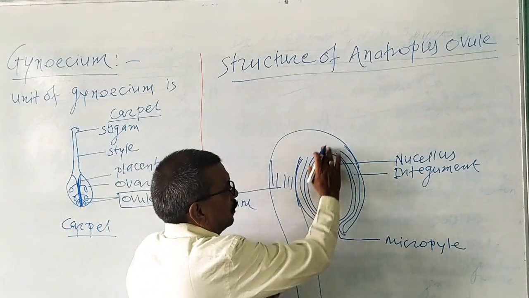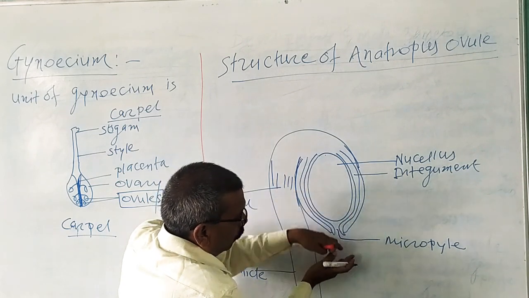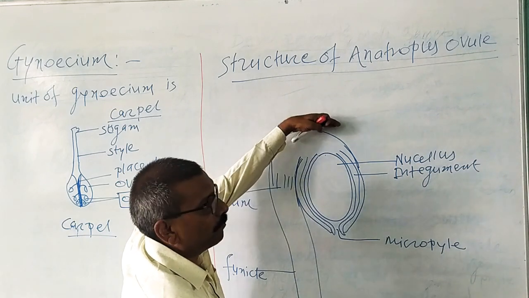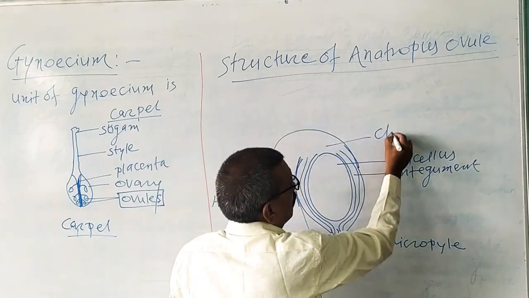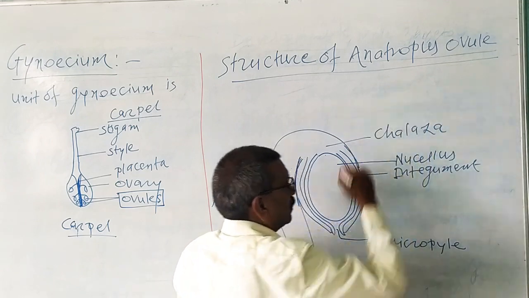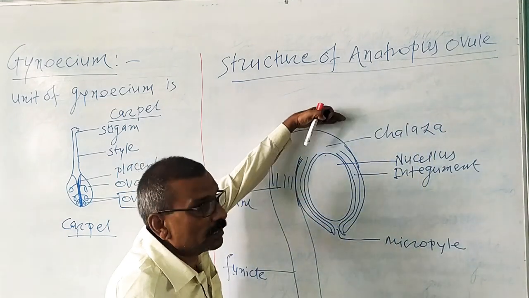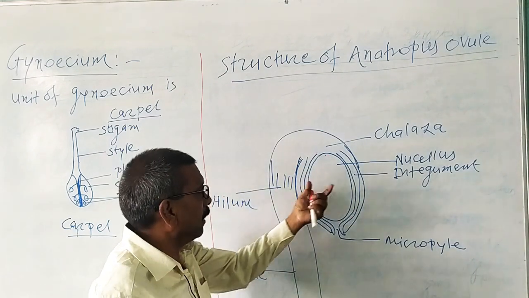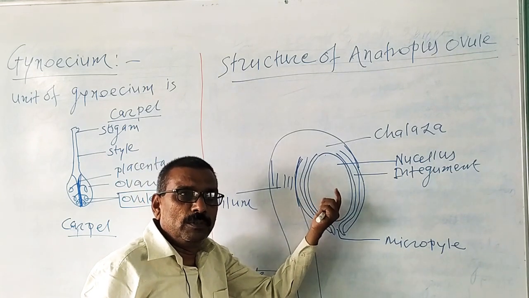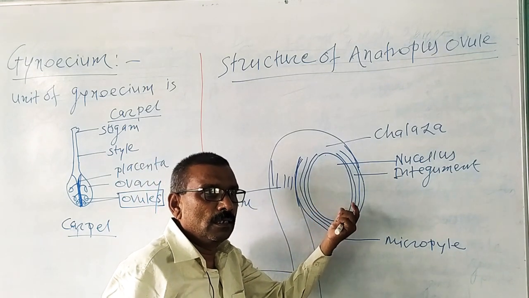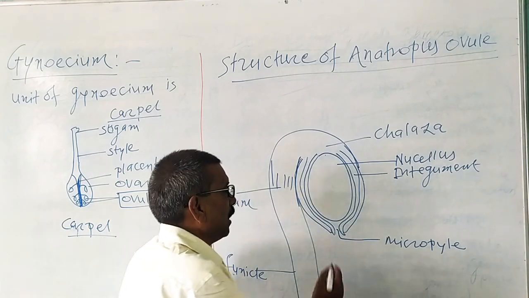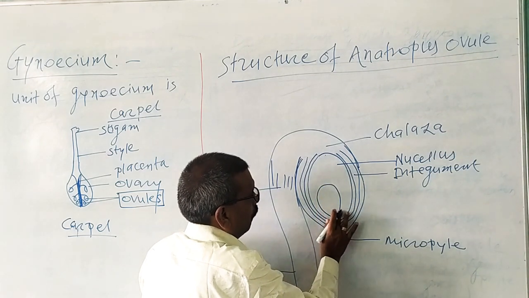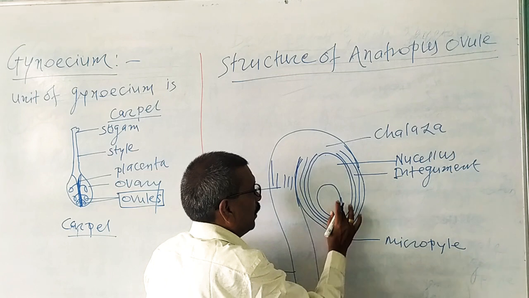Here, this is the body of the ovule, and the part of the ovule towards the micropyle is known as the micropylar end. The base of the ovule is known as the chalaza, and the part of the ovule towards the chalaza is known as the chalazal end. Then in the center of the nucellus, generally towards the micropylar end, a female gametophyte or embryo sac is produced.